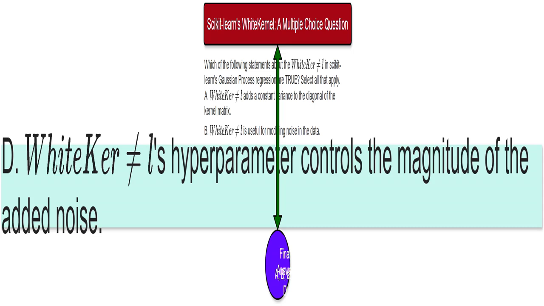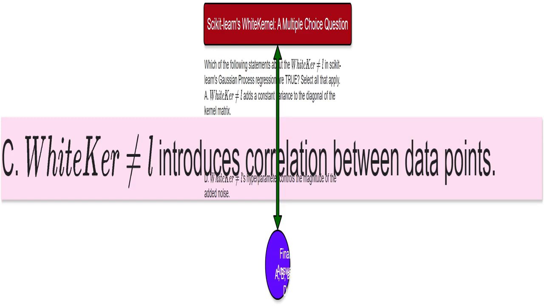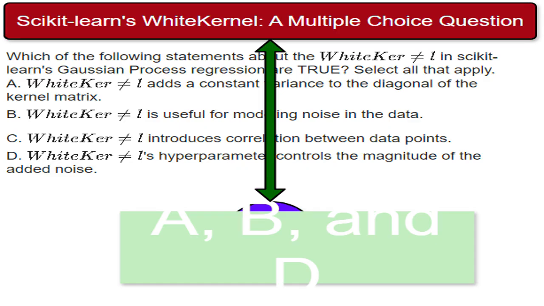This statement is true. This is false. The WhiteKernel adds independent noise. The noise added to one data point doesn't affect the noise added to another. There's no connection created between the data points. These are the options that accurately reflect how WhiteKernel works. It adds independent noise, models noise in the data, and has a control for noise level.